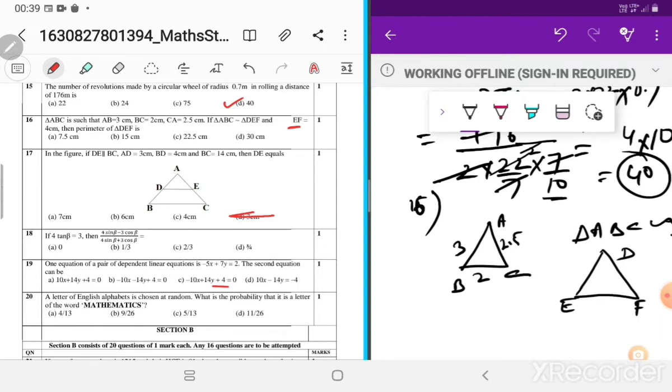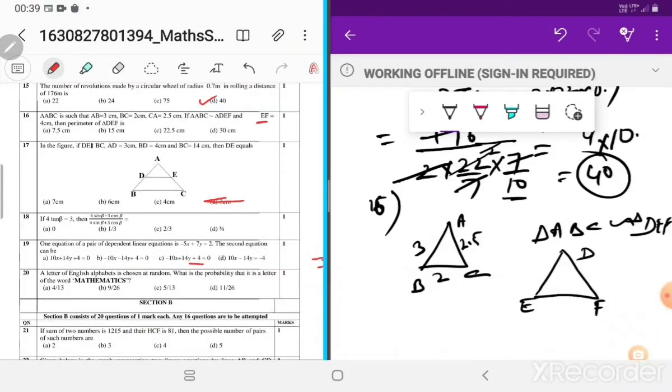Then you have to find the perimeter. You have to find the perimeter, right? EF is given, that is 4 centimeter. How will we find the perimeter? We have to add all these three. Perimeter is the sum of all the sides, right? So now what is given? We'll solve from here only.